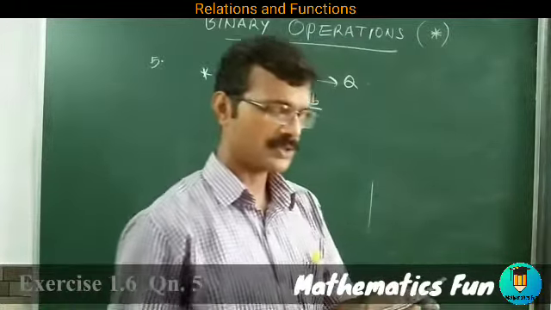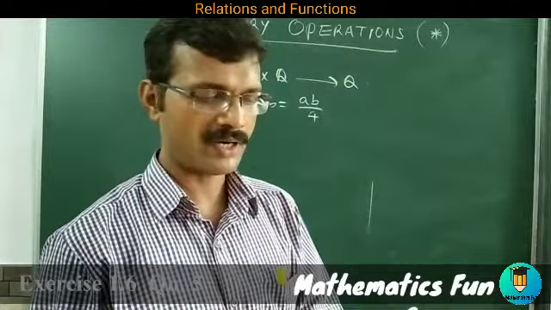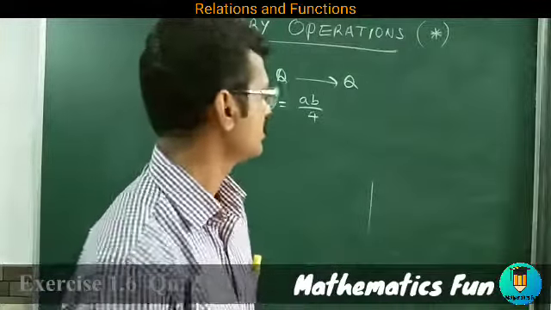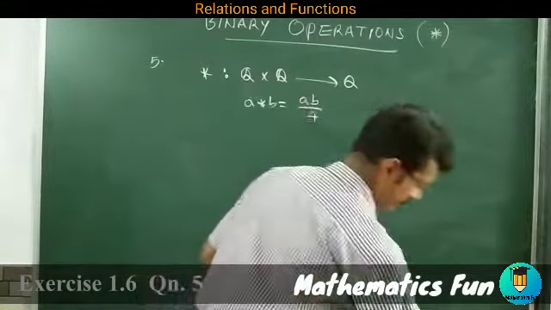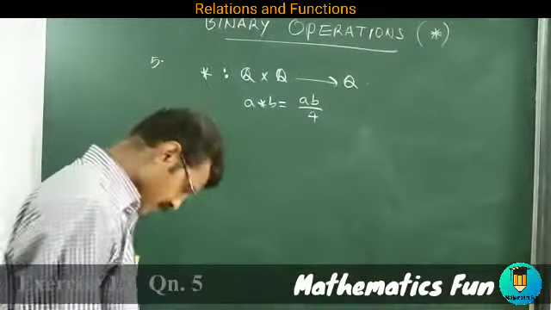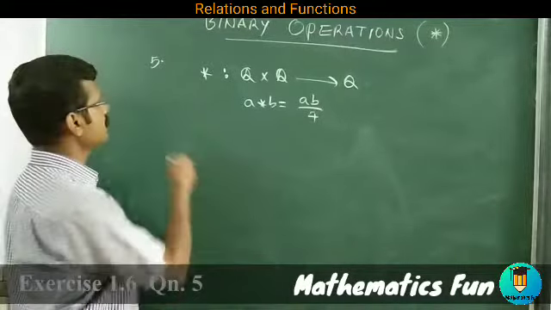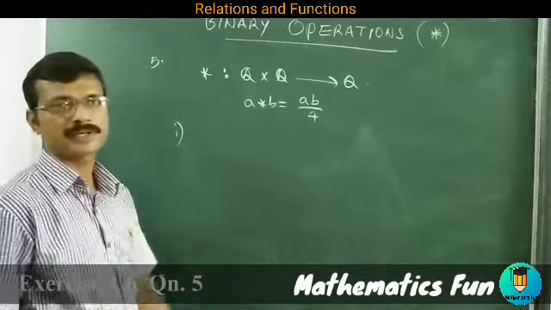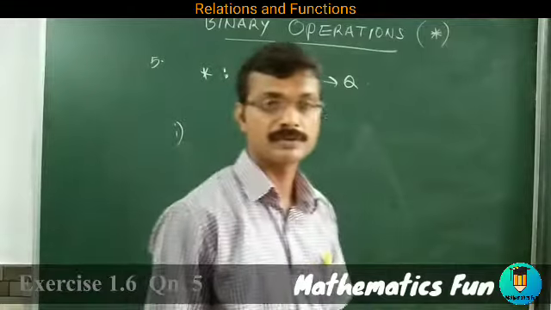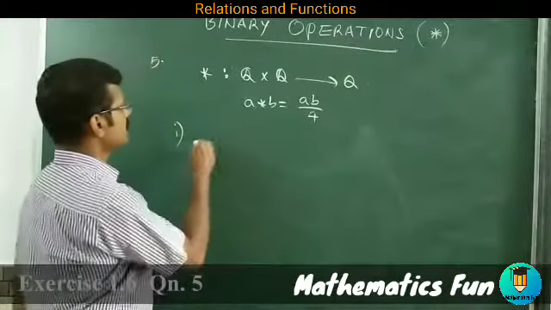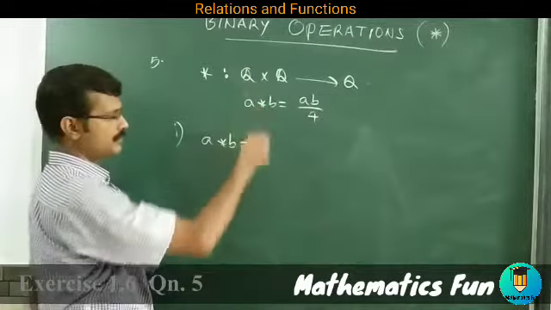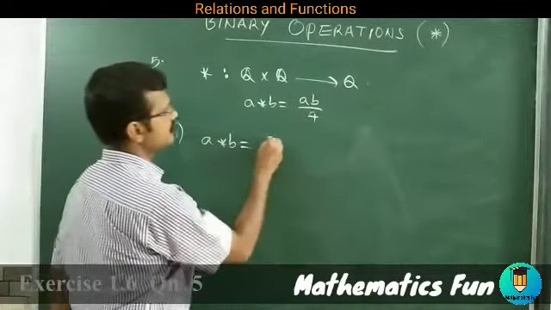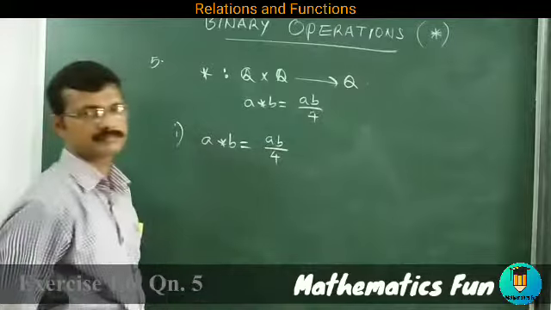Then we have to show that star is commutative and associative. That is the first part. We have to prove first of all that star is commutative and associative. So first of all I am going for the commutative property. Commutative property means we know A star B must be equal to B star A. So let's see. First of all A star B, where A and B belong to Q. A star B is given clearly as AB by 4.